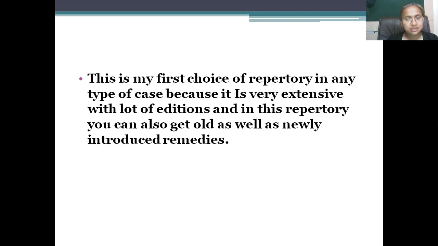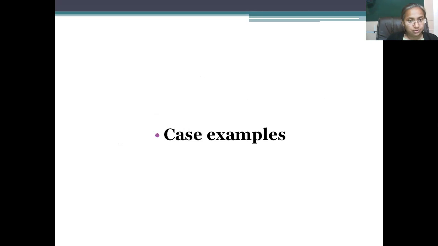So this is my first choice of repertory, always in any type of case, but mostly where the totality is very good, because it is very extensive. So it has very few limitations. Okay, I don't see any shortcomings in Complete Repertory. It is an extensive repertory with a lot of additions, and in this repertory you can get old as well as newly introduced remedies. So that's a kind of upper hand of Complete Repertory.